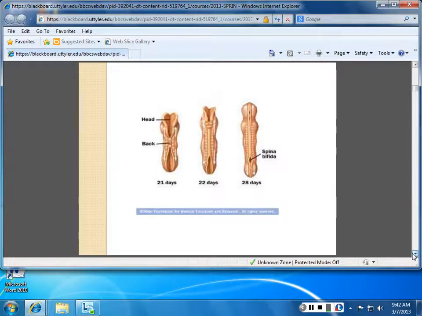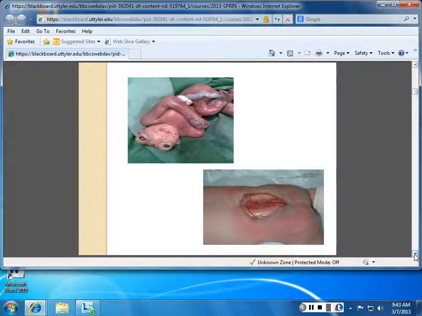This is a picture that shows the formation of the spinal cord. This is 21 days. This is the head end. This is the back, the tail end. At 22 days, when it starts to fuse, and then at 28 days, this is where you can see a spina bifida has occurred because it didn't completely fuse. This is, of course, obviously a picture of an anencephalic infant. And the one in the bottom corner here is the spina bifida. Turn the slides off so I can see better up here. It's hard to see that.